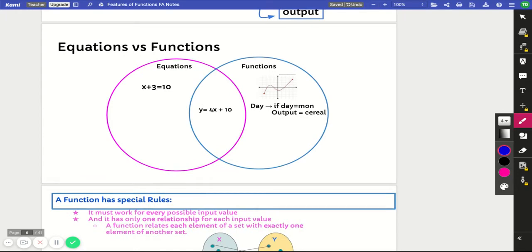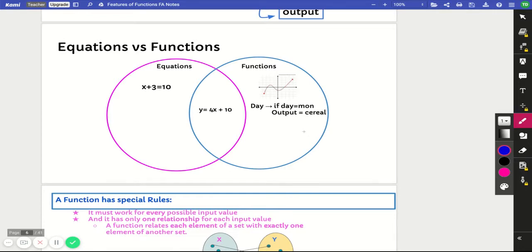Equations versus functions. An equation looks like this: x plus 3 equals 10. A function can look like this, with a graph here, where if the day equals Monday, then the output is cereal. So that can be a function. It cannot be an equation because there's nothing to equate there.